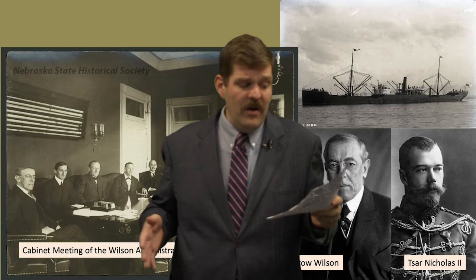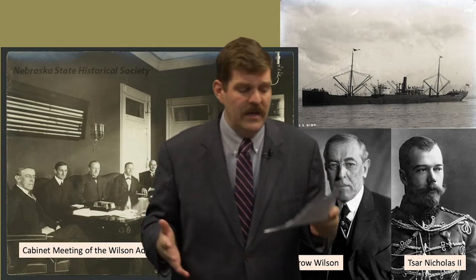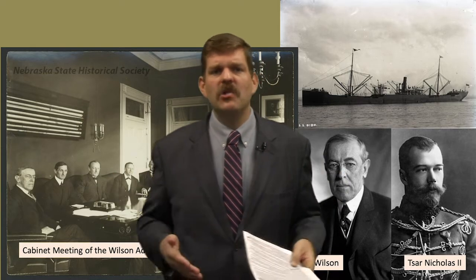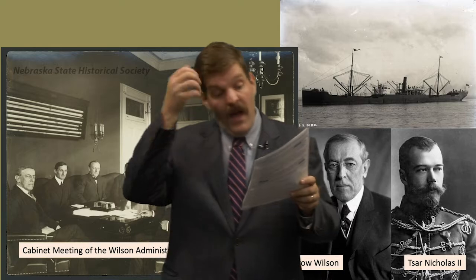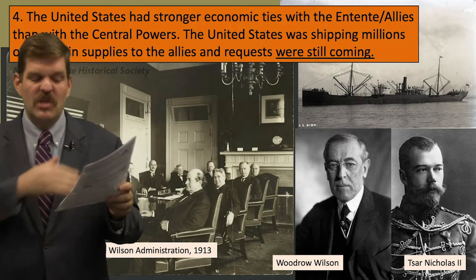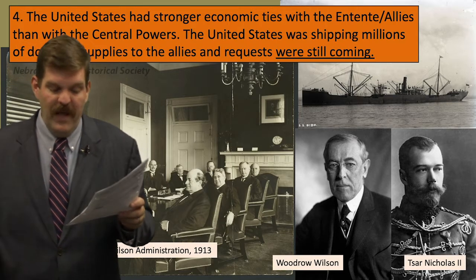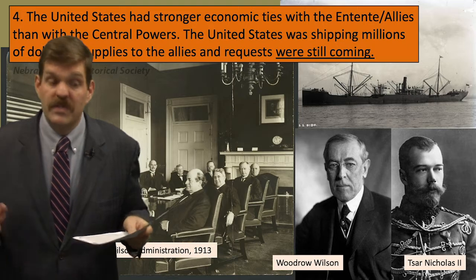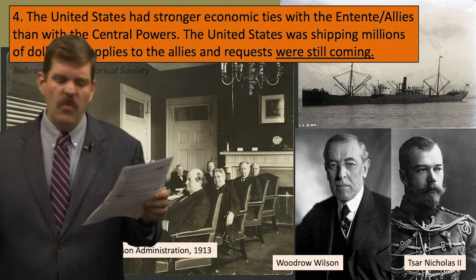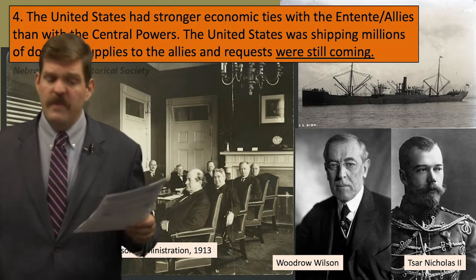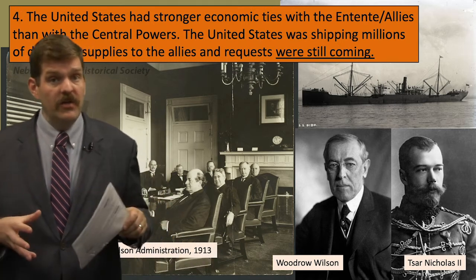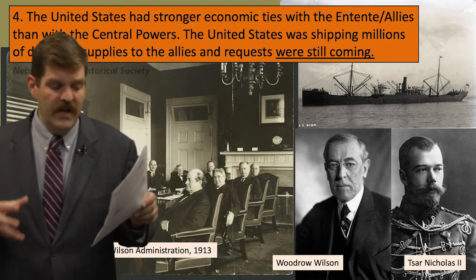A lot of native-born Americans looked at this, and they felt a bond with Great Britain, the nation's ancestry and language and democracy and legal system. It was the old special bond with the old country. The United States had stronger economic ties with the Entente side than with the Central Powers. And while the United States was shipping millions of dollars worth of supplies out to the Allies, requests were still coming in. Wilson insisted the United States wasn't going to get into this fight because it was a war that didn't promote democracy. Even though most people thought the United States would probably, if they entered the war, enter on the side of the Entente, part of the Entente included the country of Russia, and Russia was ruled by Tsar Nicholas II.